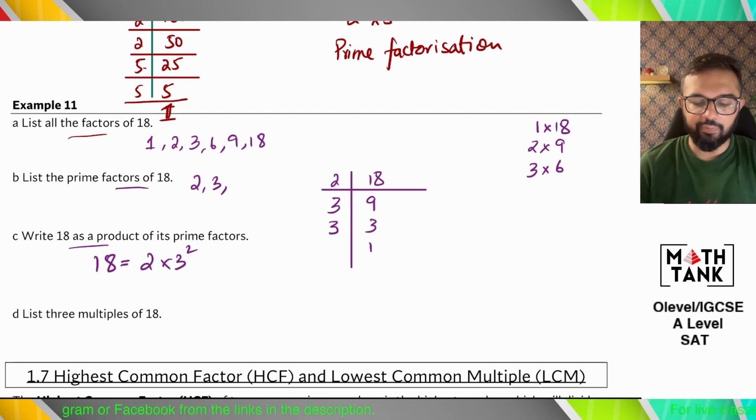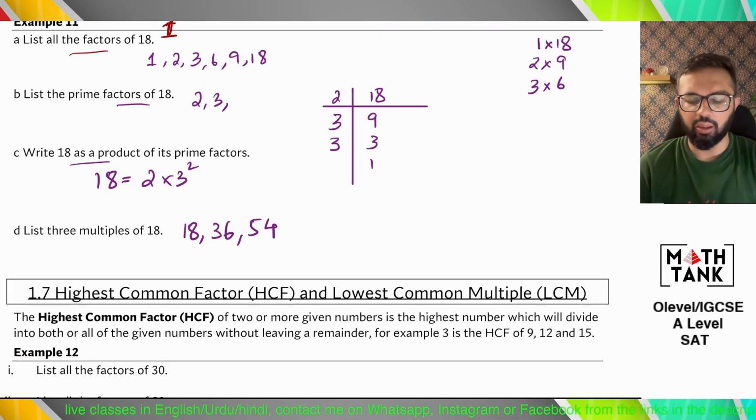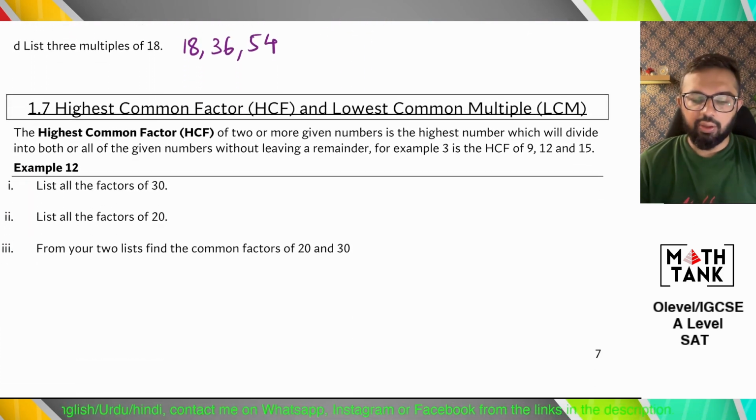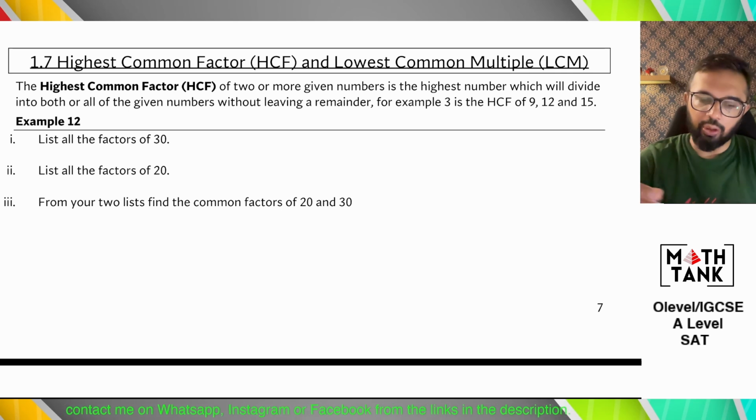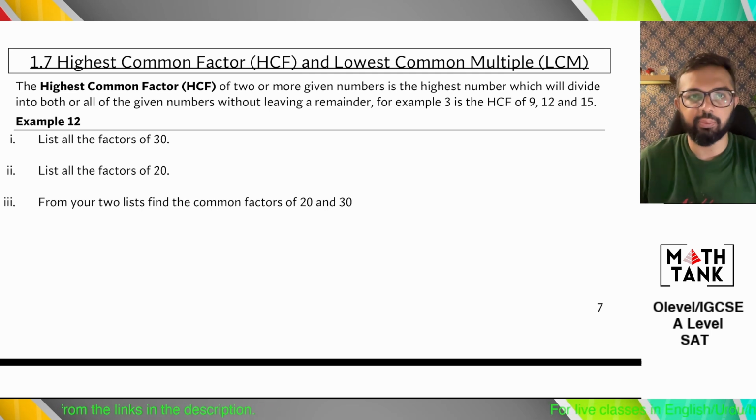Then there are three multiples of 18. So 18 times 1 is 18, 18 times 2 is 36, 18 times 3 is 54. Those are the multiples of 18, the table of 18 that you've done early in your life. Then there are two other things that you probably already know about. One is called the highest common factor, and the other is called the lowest common multiple.